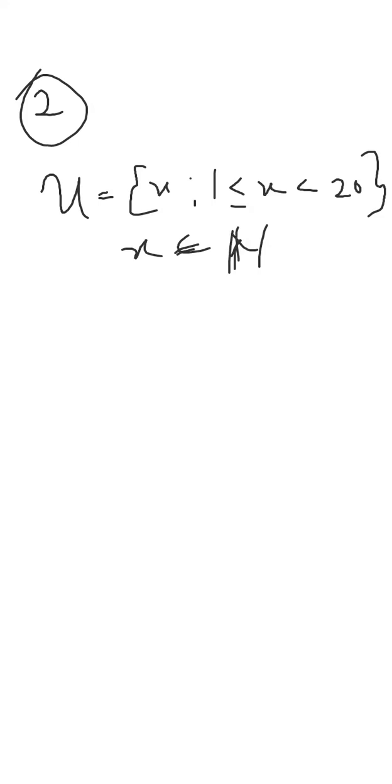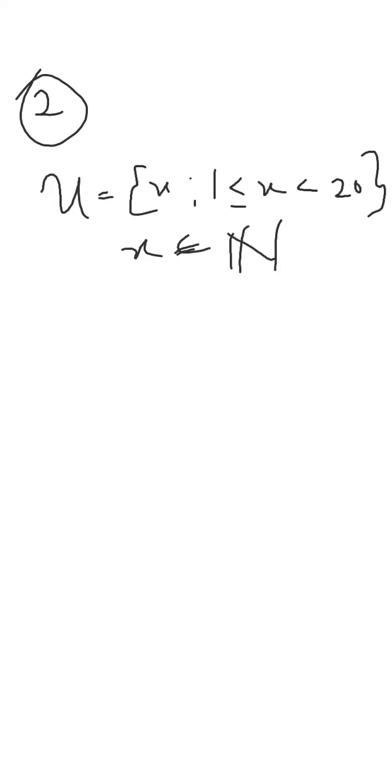X is an element which belongs to a universal set. And they say that x is 1 is less or equal to x, but x is less than 20. And then the additional information here is that x is in N. This N simply means natural numbers. So when you see N in this format, they are trying to tell you this is natural number.